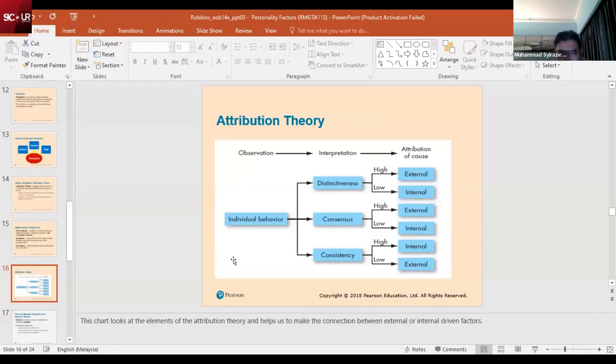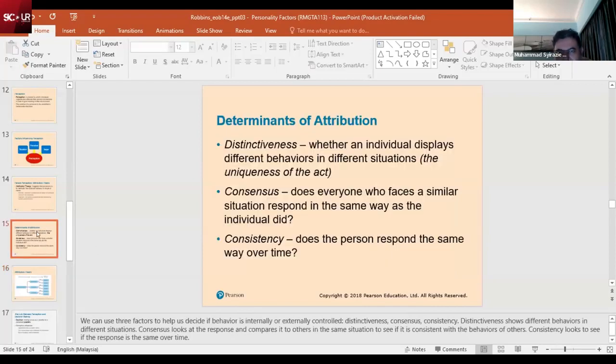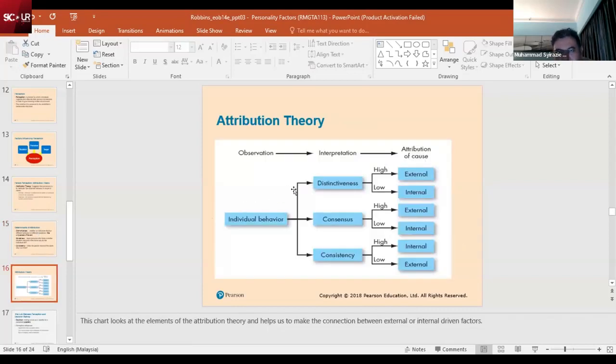You look at that particular behavior. The first factor you see, as we have mentioned just now, is distinctiveness. What is distinctiveness again? Whether the person displays different behavior in different situations. If distinctiveness is high, it is externally caused, because of the environment, maybe the situation at that particular time.